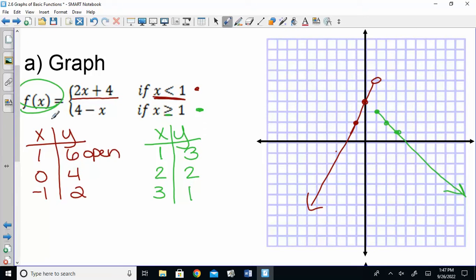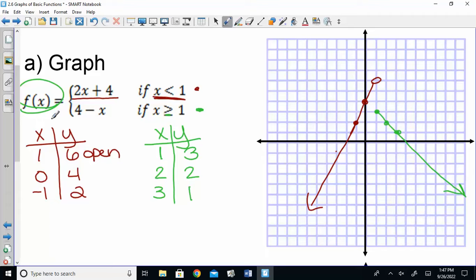It started out f of x equals. It's a function, so it has to pass the vertical line test. So do a quick check on your graph. Make sure you don't have lines going over the top of each other or 2 closed circles lined up. That's a big indicator that you did something wrong.